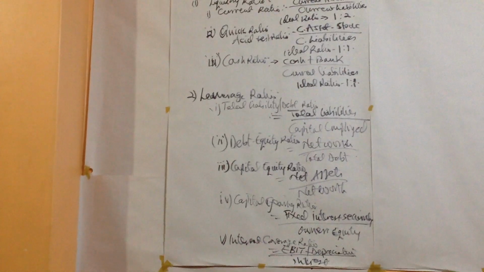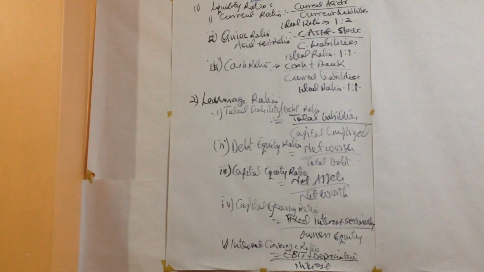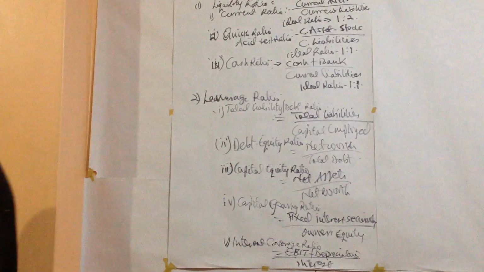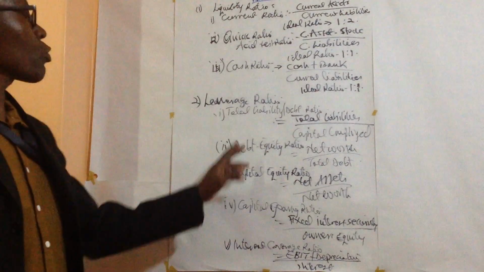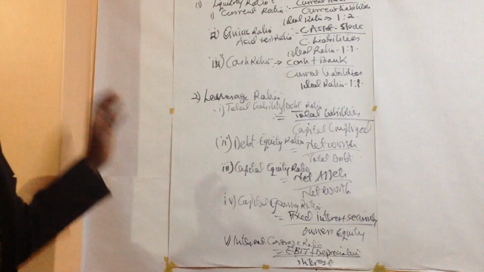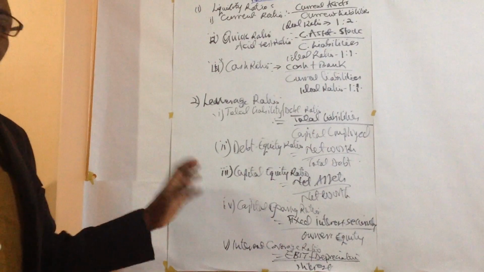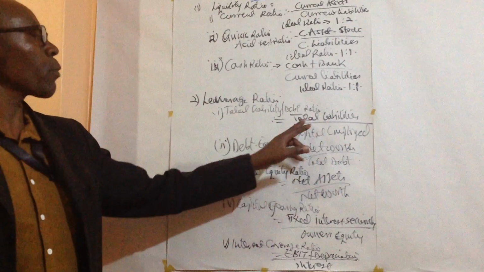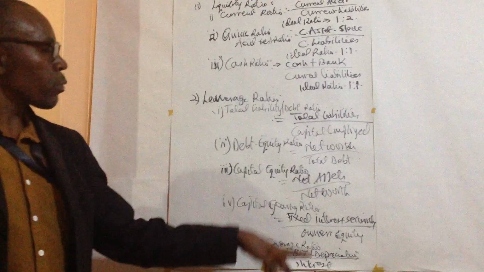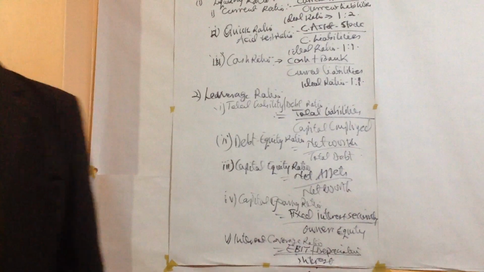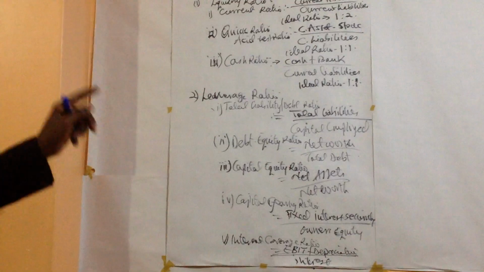So that's what you have there as the leverage ratios. The leverage ratios relate to how we are financing our activities. Are we basing mostly on outside funds, or more on our own funds? That's why most of the things here relate the loans from outside to the capital that we injected in the business.